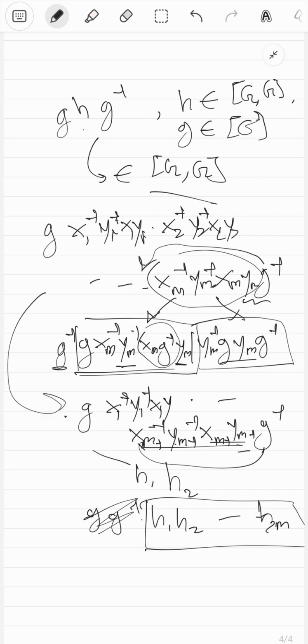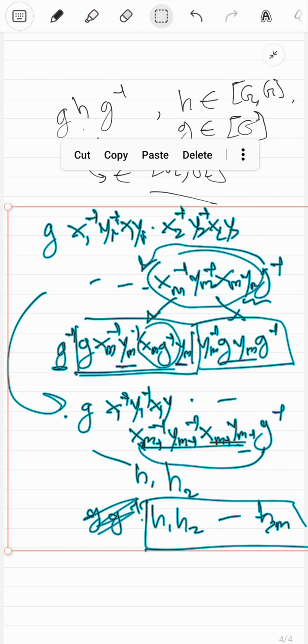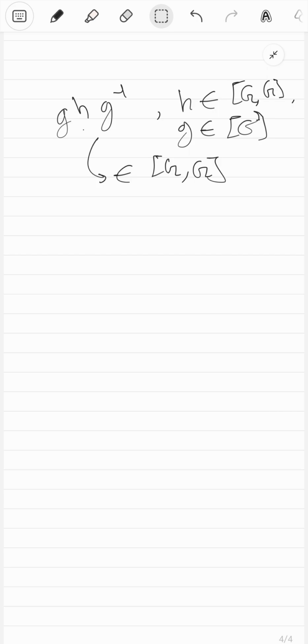So we just proved that g h g inverse can be written as a product of commutators. You can generate it using commutators, right? So that means it's a normal subgroup.